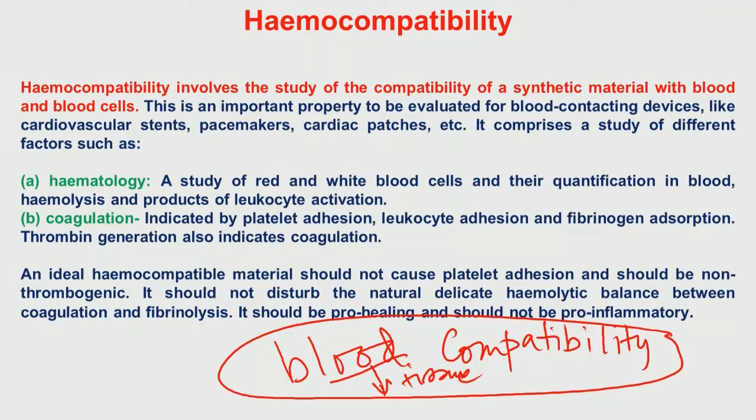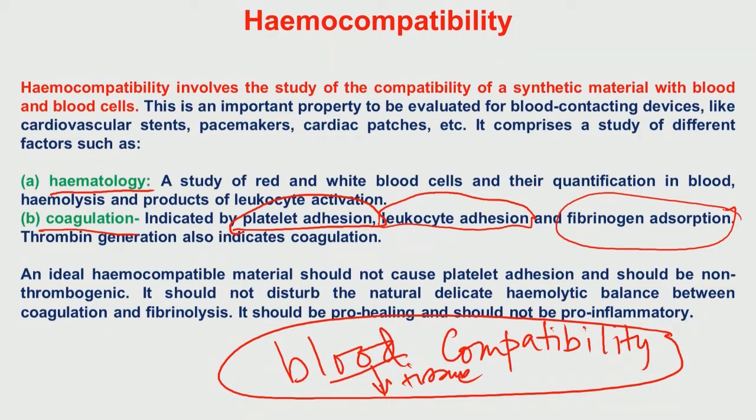Definition wise, it involves the study of compatibility of synthetic material with blood and blood cells, and I have mentioned two terms here. One is hematology and one is coagulation. Hematology is the study of red and white blood cells and their quantification in blood, hemolysis and products of leukocyte activation, whereas coagulation is indicated by platelet addition. Platelet addition is an important aspect to worry about while evaluating blood compatibility, along with fibrinogen adsorption on a material substrate.